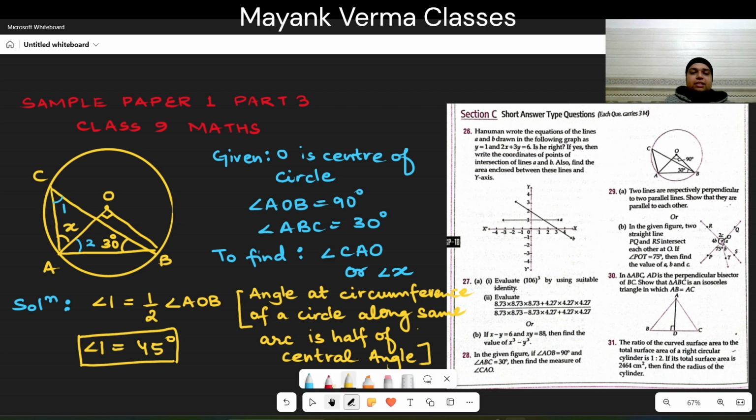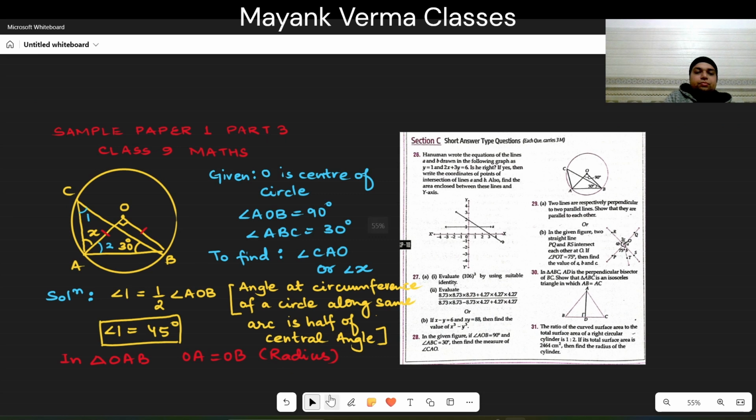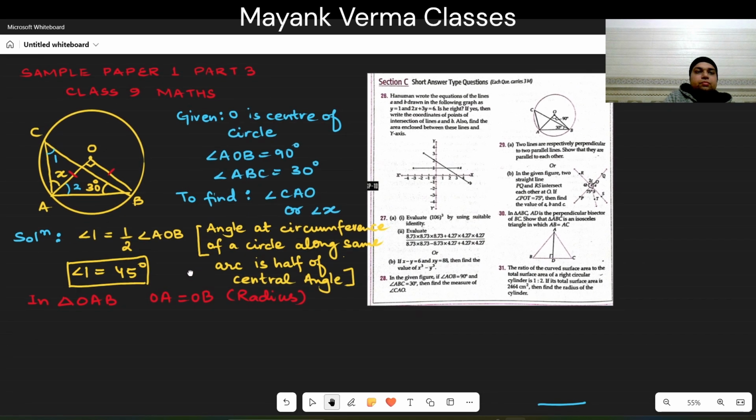Now the second thing, we also know that in triangle OAB, OA is equal to OB. Reason: radius of the circle. So, radius of the circle, you can say directly. Now, this is the radius of the circle. Now what can I do next?